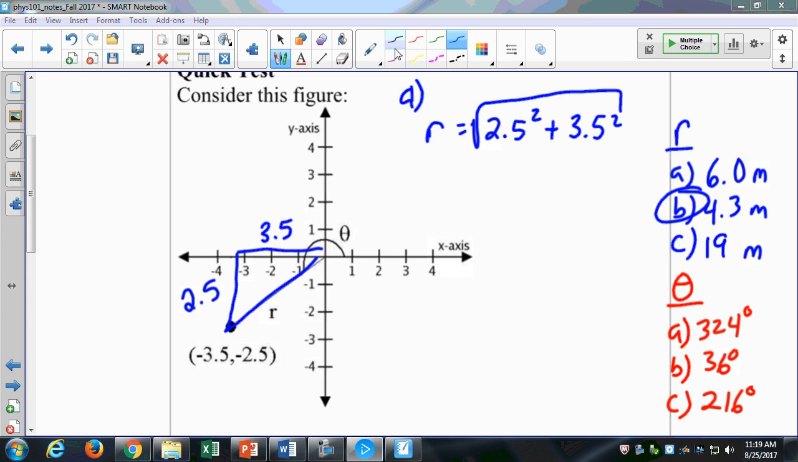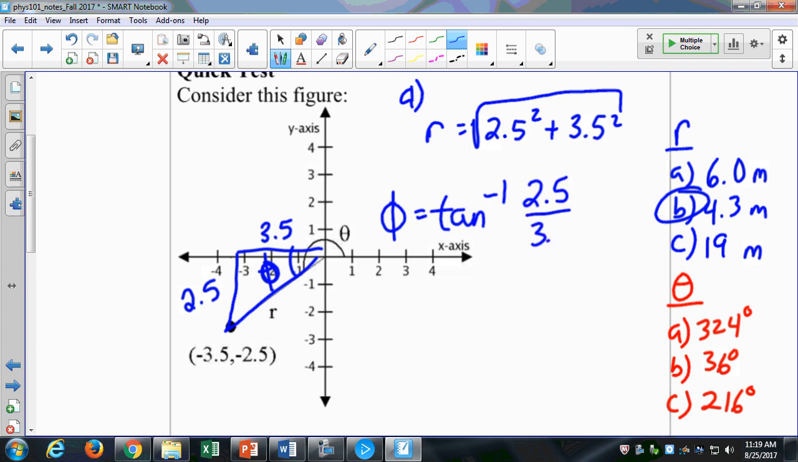But if we're not sure about that, or maybe we have two options between 180 and 270, I figure out what this angle is. I'm going to actually call this angle phi, not theta. And then phi is the inverse tan of opposite over adjacent. That's 2.5 over 3.5, which is going to be 36 degrees. If you don't get that in your calculator, let me know later after class. I can fix it for you. But it should be 36 degrees, but that's from the negative x-axis, so we have to add 180 to it. So it gives us the 216.